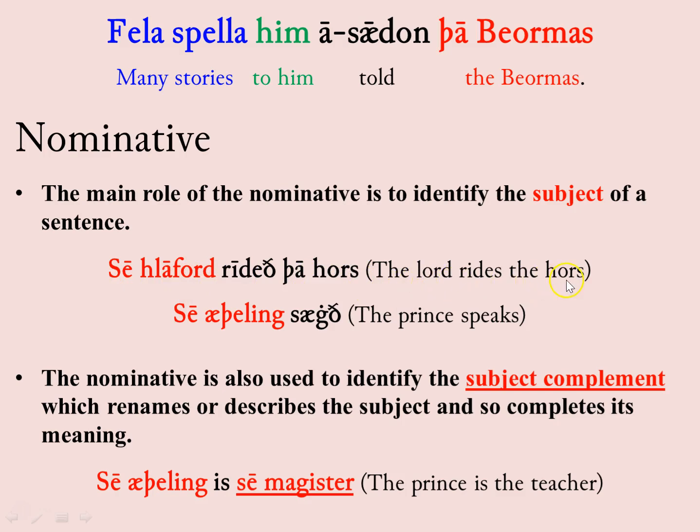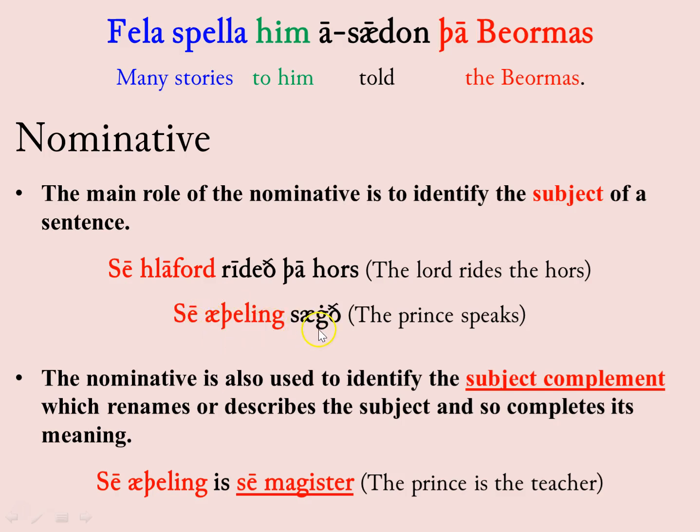The Lord rides the horse. Se hlāford is in the nominative. The "se" marks it out as the subject as well. That's the nominative form of "the". Se hlāford, the Lord. It's in the nominative, so clearly the subject. Now, rideþ is a verb, rides, and then the horse, that's actually in the accusative, although I'm not marking it here because I want to concentrate on the nominative, but that's in the accusative, so that's the object, connected with the verb riding.